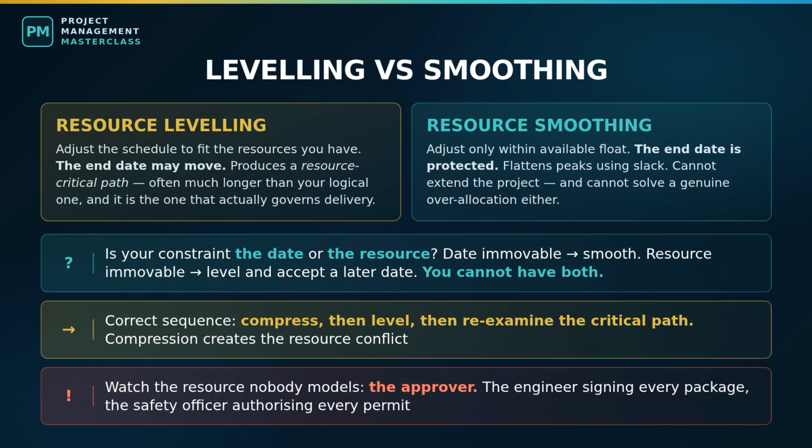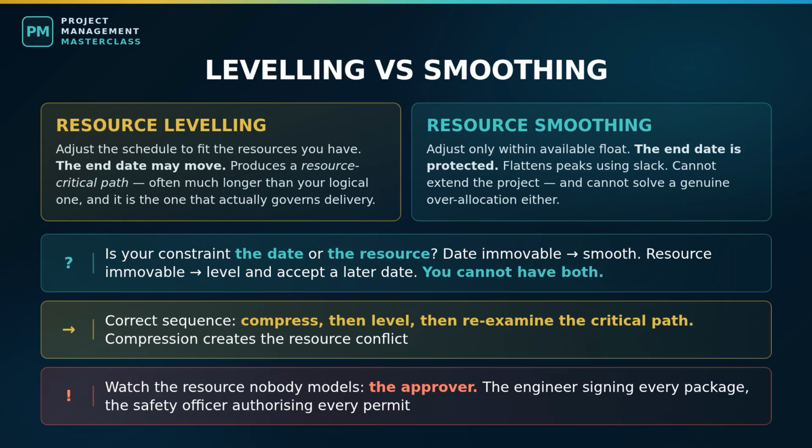Resource smoothing. You adjust the schedule only within available float, and the end date is protected. You are using slack to flatten the peaks and valleys of resource demand. Smoothing cannot extend the project, by definition, because it never touches an activity with zero float. It also cannot solve a genuine overallocation, only reduce lumpiness.